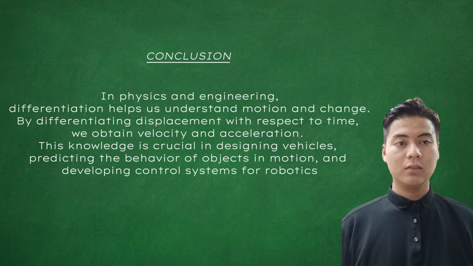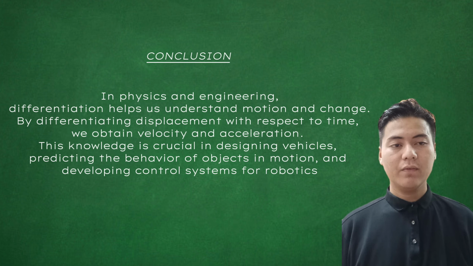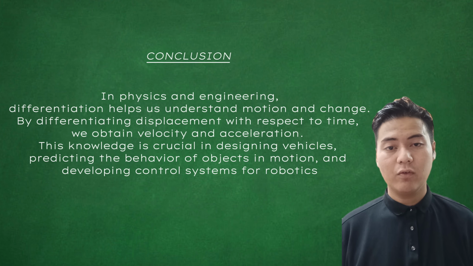The conclusion. In physics and engineering, differentiation helps us understand motion and change. By differentiating displacement with respect to time, we obtain velocity and acceleration. This knowledge is crucial in designing vehicles, predicting the behavior of objects in motion, and developing control systems for robotics.